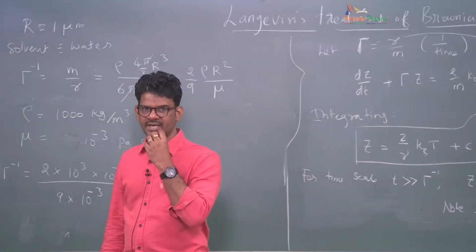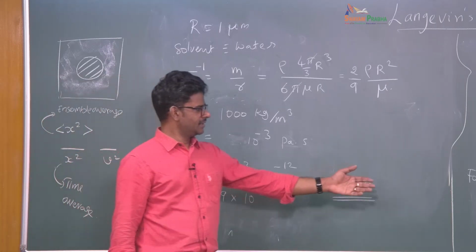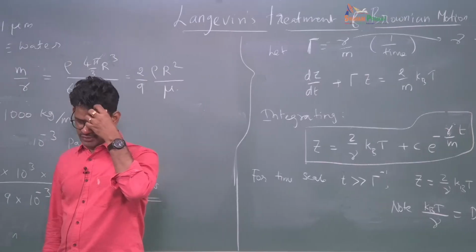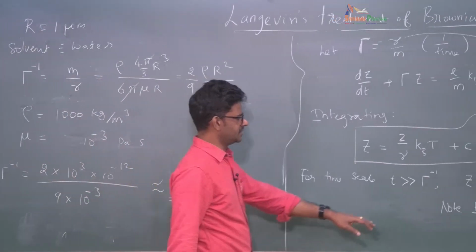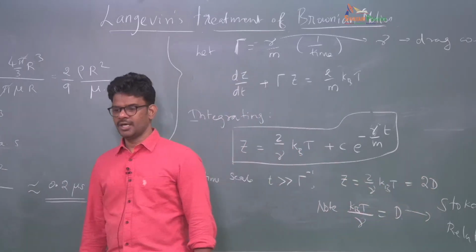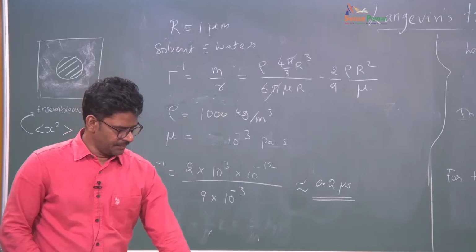So what happens if you make an observation shorter than this time scale? Then you will see that the mean square displacement will not be as simple as this, but you'll have a time characteristic also. In another approach, which I will be doing in the next class, we will also try.